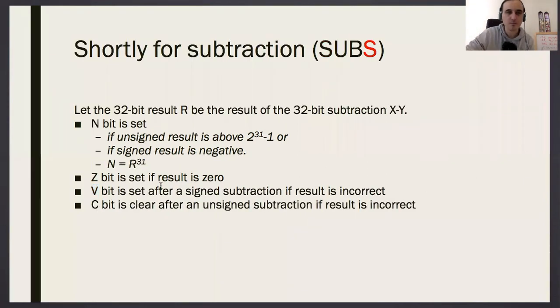Okay. Again, for the SUBS operation, it is explaining the situations. You can do this yourself because these didn't change. What we have here is you have a result. You check the most significant bit. If it is 1, N is 1. If you have all zeros in 32 bits, Z is 1. And depending on the correctness of the result, in the case of signed or unsigned, V and C bits are set. Okay?